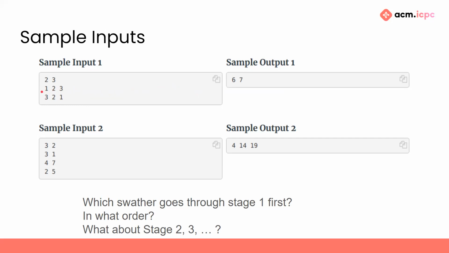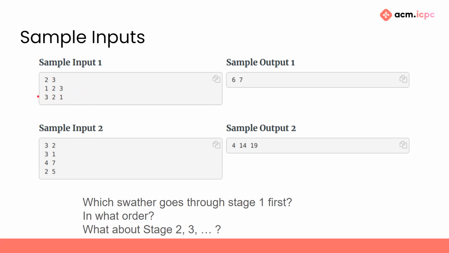So let's say we have 2 swathers. The first one goes into stage 1. It takes 1 minute to process it, and then it goes to stage 2. After 2 minutes, it goes to stage 3. And then after stage 3, it's finished, right? So that takes 6 minutes. And similarly, if we only have 1 swather, the second swather, and it goes from stage 1 to stage 2, and then to stage 3, that would also take 6 minutes.